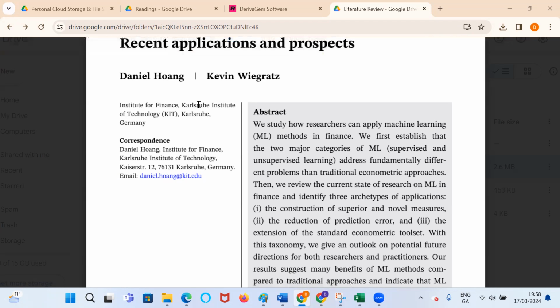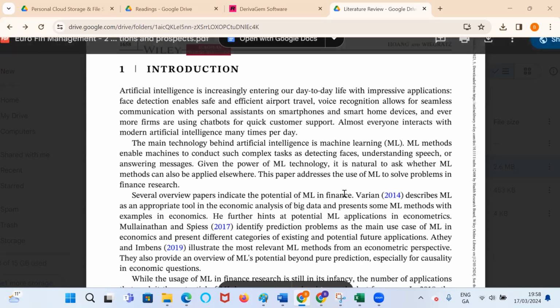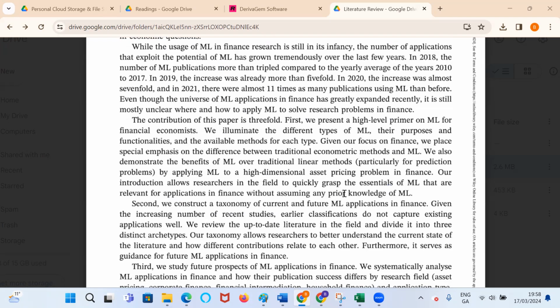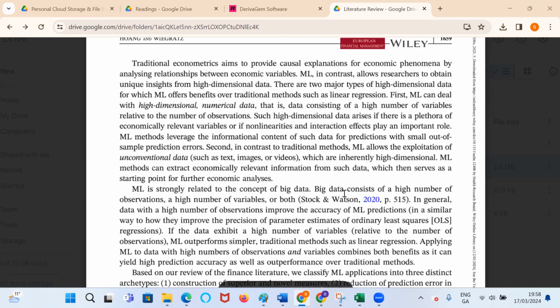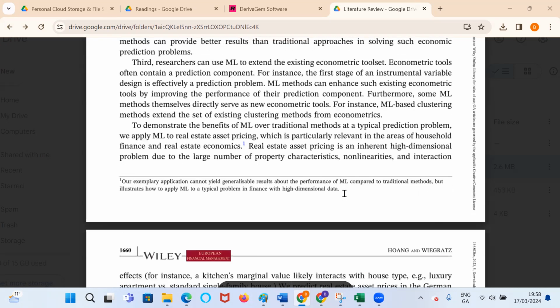I think they both hail from Karlsruhe Institute of Technology in Germany, and they go through quite a bit of detail. And also, if you're writing a dissertation or an academic paper on machine learning with financial applications or applications to economics, I think this probably could be used as quite a useful primer on what's the key literature.